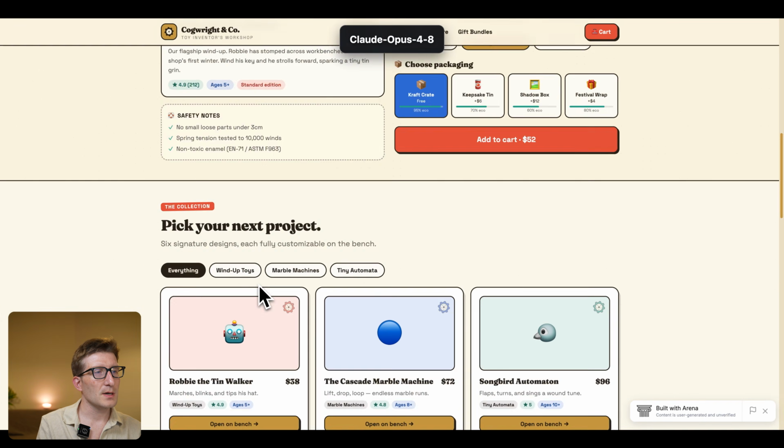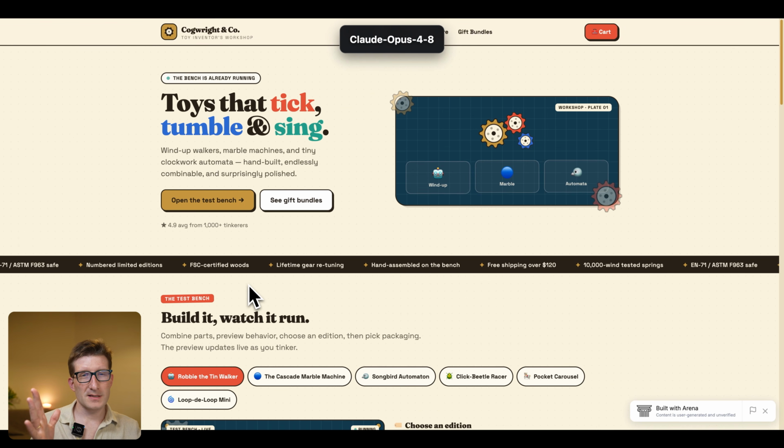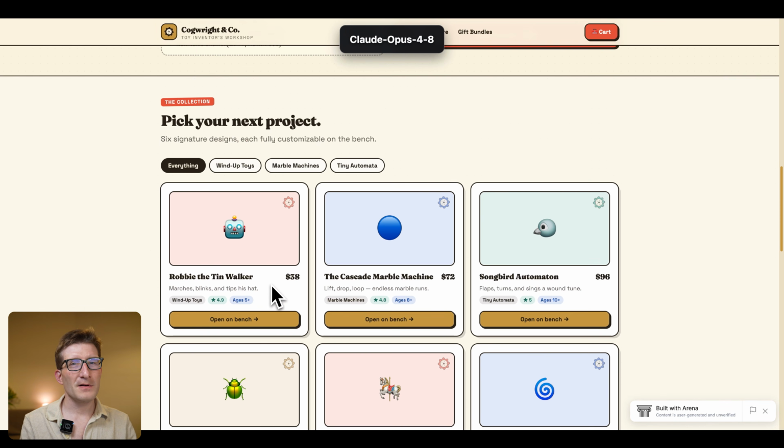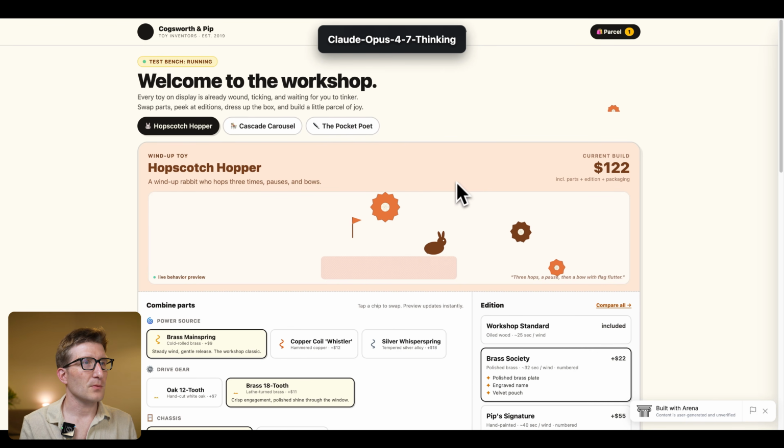4.8, the non-thinking one, maybe some structure feels a little bit more condensed almost. So yeah, I definitely prefer the thinking version over the non-thinking one here.